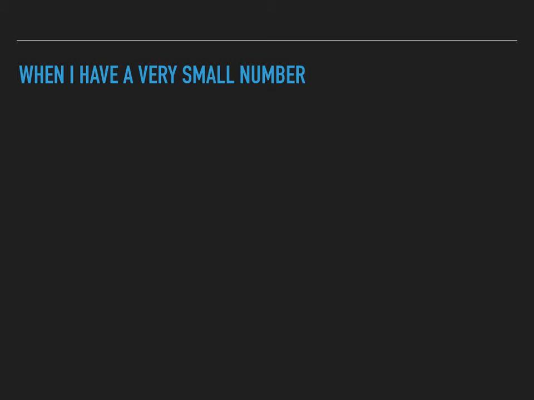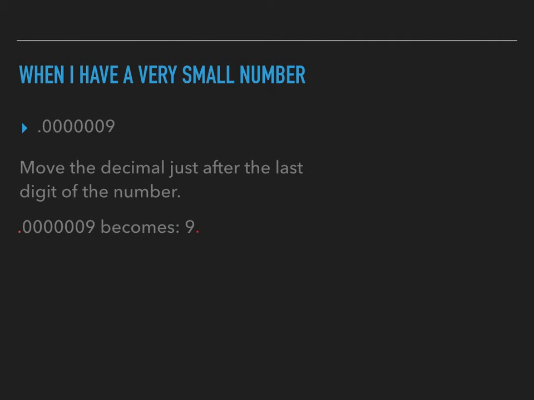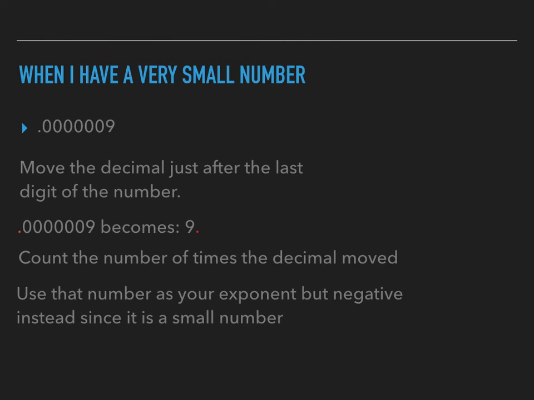When I have a very small number, it is the same process, but instead my exponent when multiplying by 10 will be a negative number. So if I start with that original number, 0.000009, I move the decimal to just after the last digit of the number. 0.000009 is actually going to become just 9. So it's the same process. I count the number of times the decimal moved, and I'll use that number as my exponent when I multiply by 10, but as a negative exponent instead because it's a small number.